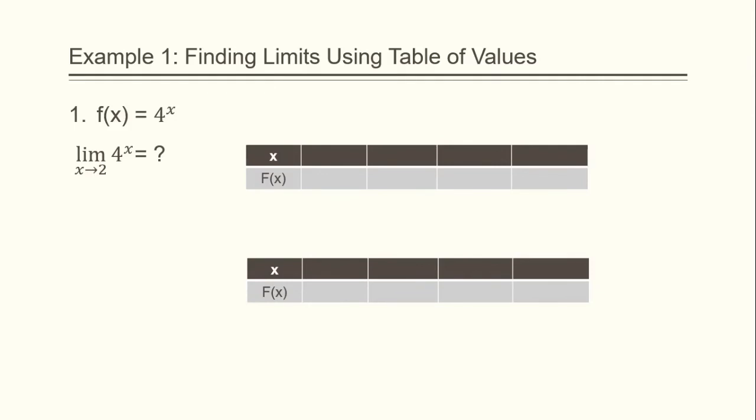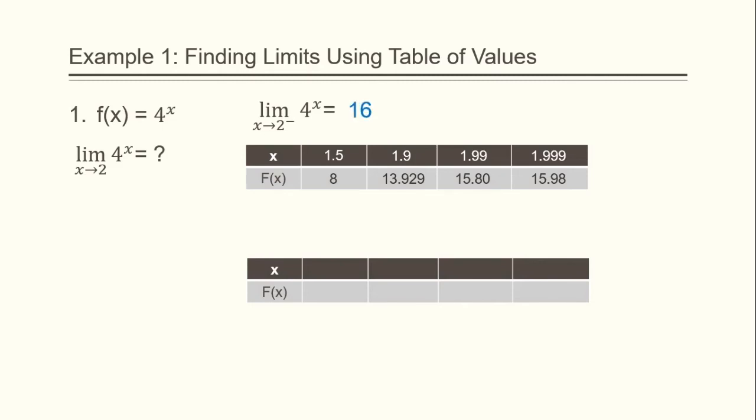There are two techniques in doing this. I'll tell you the second one later, but the first technique is to construct a table of values with the value of x slowly approaching 2. So the first x value that I've used is 1.5, next is 1.9, 1.99, and 1.999, with a corresponding y output value of 8, 13.929, 15.80, and 15.98. From this data, we can say that the limit of the function 4 raised to x is 16.